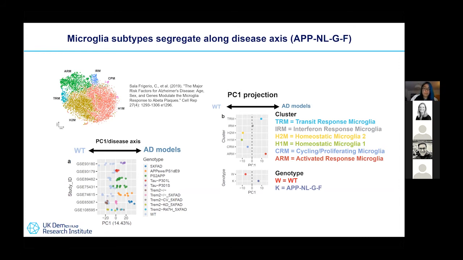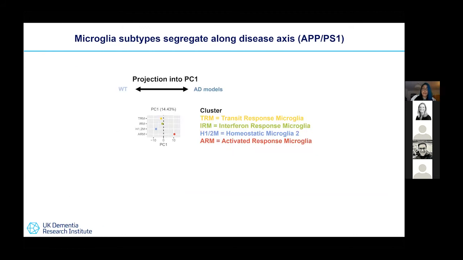We further repeated the analysis, but now in the APP-PS1 model, for which there is also data for a TREM2 knockout. And what we can see here is that, again, when we project the different microglia subtypes, there is a difference between the homeostatic microglia, here shown in blue, and the activated response microglia. When we look at the genotype, we also observe this segregation of the APP-PS1 model going towards the right of this disease axis, while the knockout, the TREM2 knockout, is just slightly towards the left.